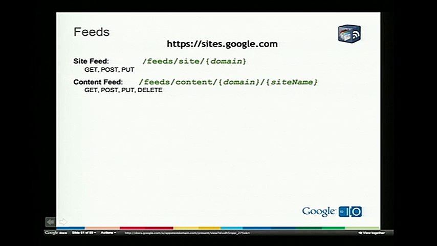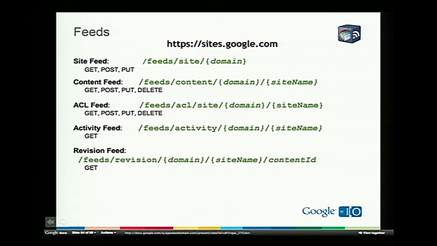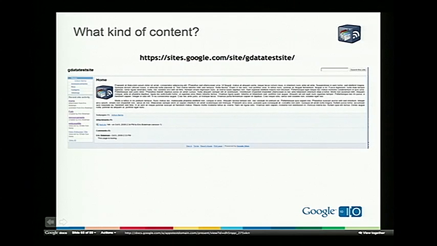The two parameters here are domain and site name. The domain is your Google Apps domain, or literally the string site if you're on just a regular Google account. Site name is the URL web space name of the site, as you would see in the browser if you opened up a site. ACL feed, very similar to Google Docs, right? You're going to be sharing at the site level now, hopefully the page level eventually. Activity feed I mentioned, this is read-only. The revision feed is the same as the Google Docs API. So just a ton of stuff there.